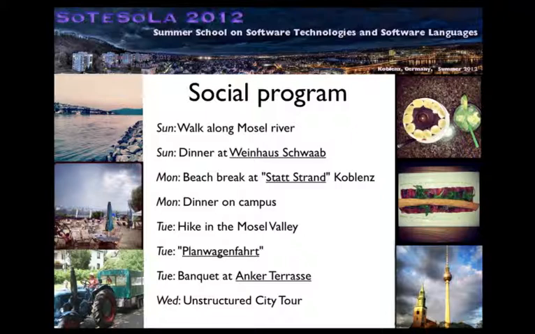Okay, so of course we are also going to have a social program. With some indications here, we are going to see the Mosel River, the Rhine River. This is why you come to Koblenz also. We're going to drink some wine, perhaps. There's also a nice beach right behind the university campus where we might have a nice break at some point. Of course, we have a dinner here and there. We are going to have a hike in the Mosel Valley. And at the end of the hike, we jump on that sort of car to perhaps also drink some Pepsi. And we will have a banquet.